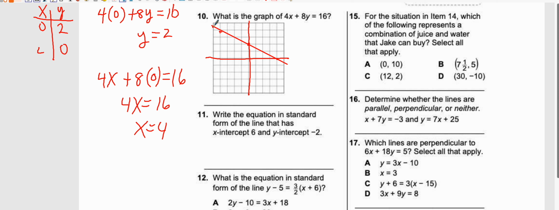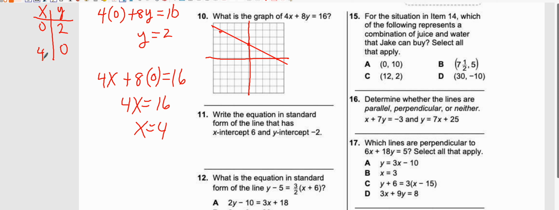The question was, can't you just put it in slope intercept form and graph it that way? Yes, you can, and I'm okay with that. If you change it to slope intercept form, you'd come up with y equals negative 1/2 x plus 2. That's what it would solve out to. This is the graph.